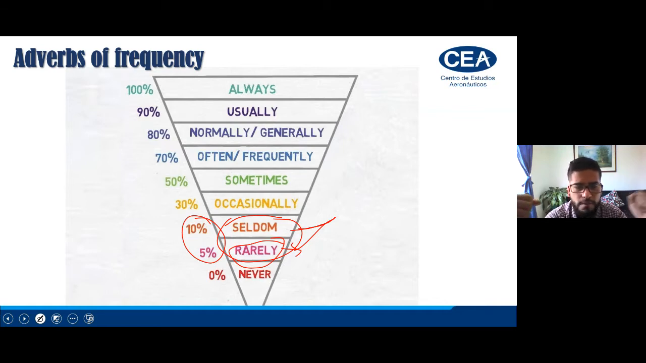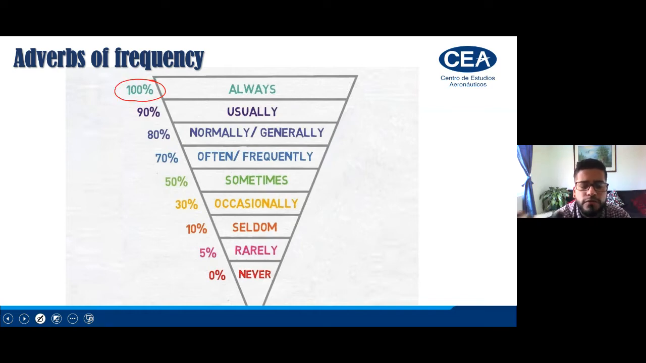Okay, so in this part, the idea is that you can practice these specific adverbs of frequency, in order to recognize which ones have the most frequency, and which ones have the less frequency.